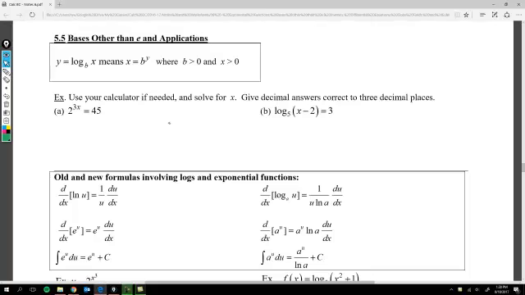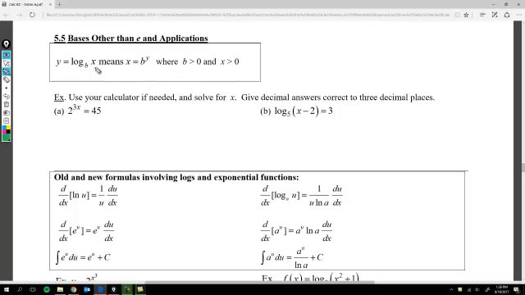Hi everyone, we are reviewing our logarithms and exponents when we're not using e, so everything that's not natural log and e to the x. Okay, and then we're going to talk about derivatives and such. First, we're just going to do a quick review of rewriting in logarithmic form.